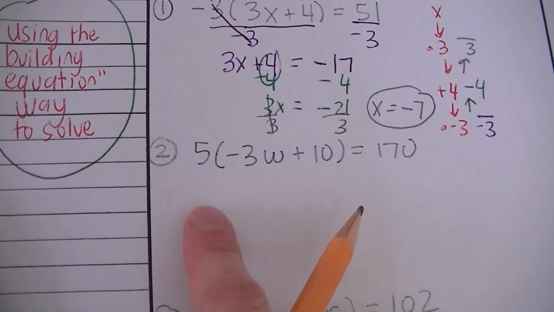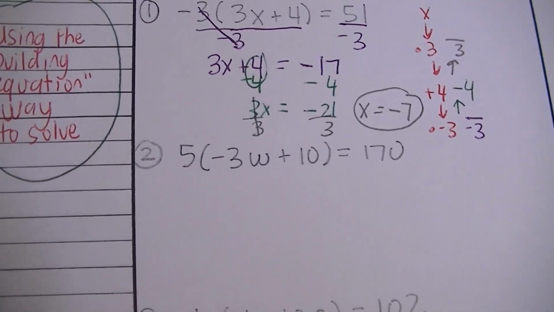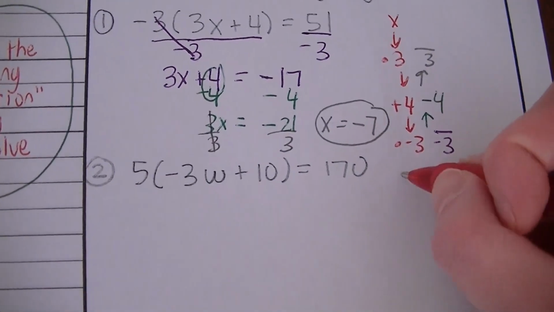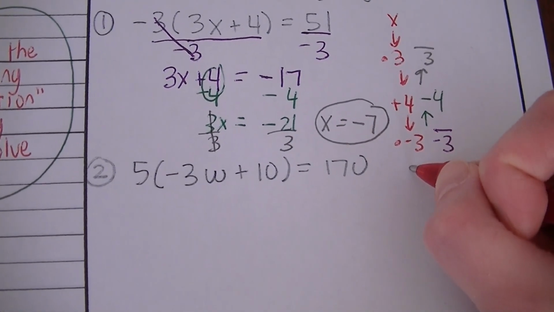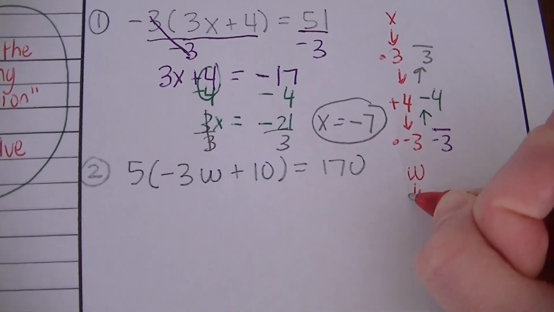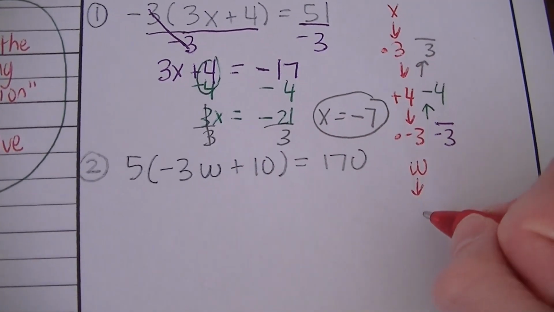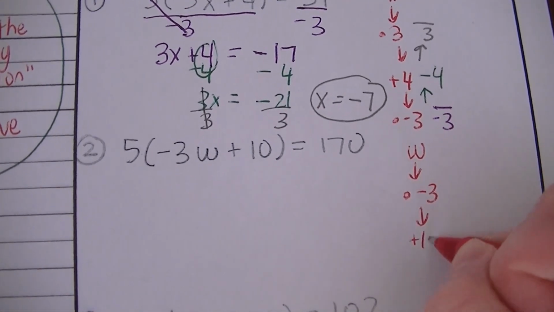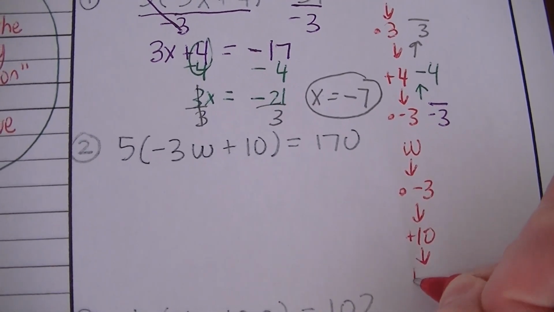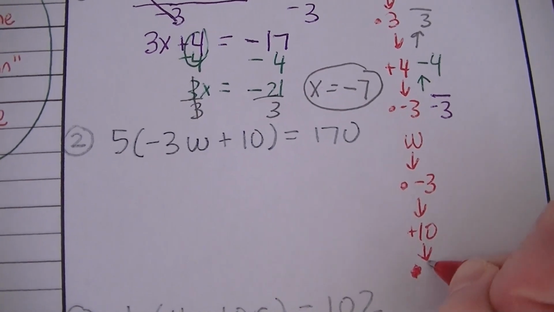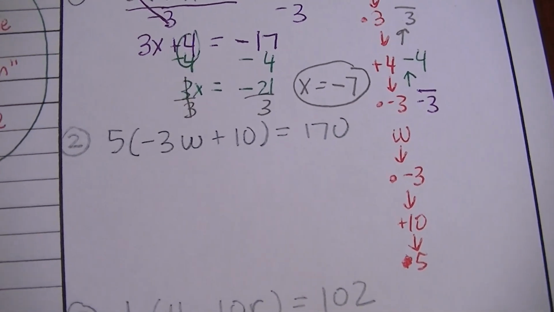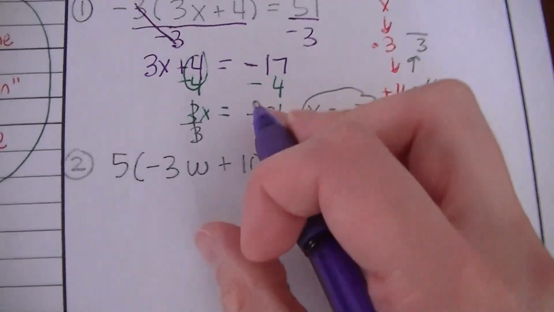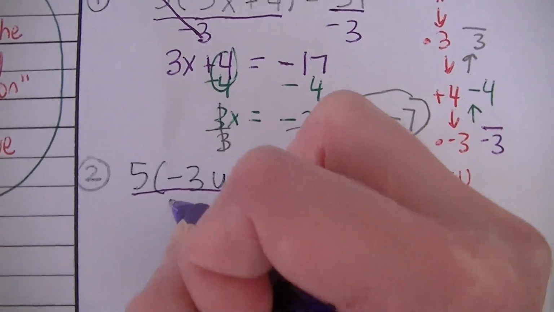So let's go ahead with number 2, and let's go ahead and do that building way. Or if you want, you can use the distributive property. But when we built this equation, they started with W, and then they multiplied it by -3, and then they added 10, and then they multiplied it by 5. Inverse operation of multiplying by 5 is to divide by 5. So you're going to do that to both sides of that equal sign.